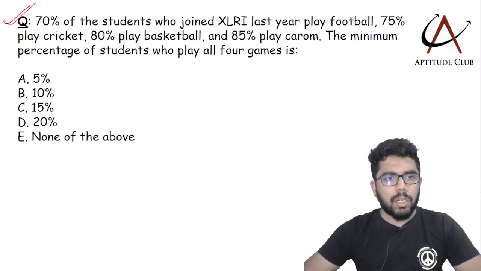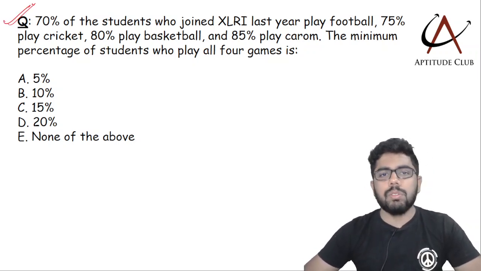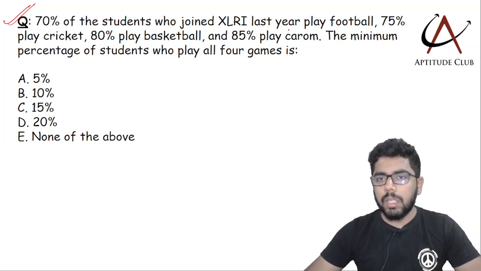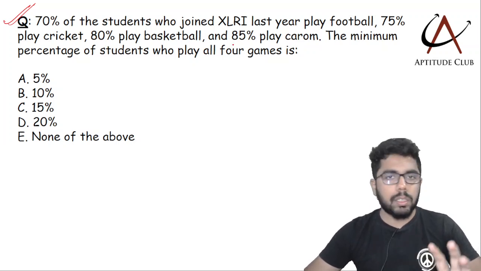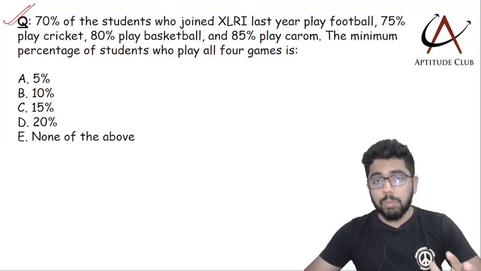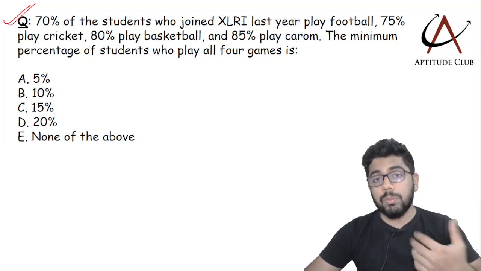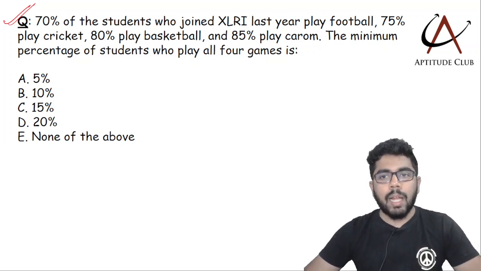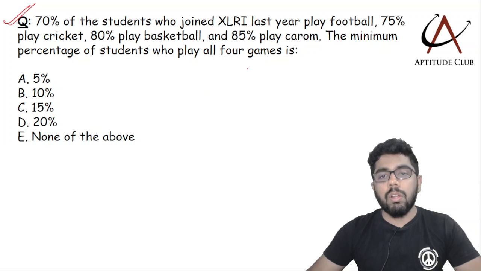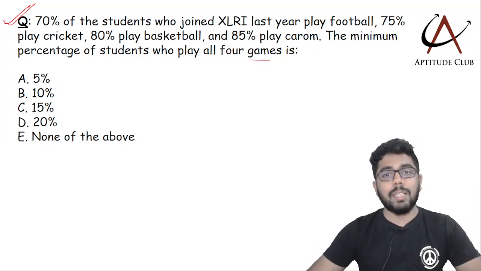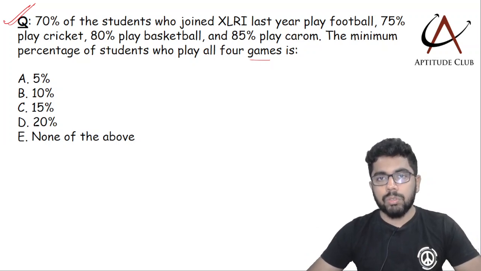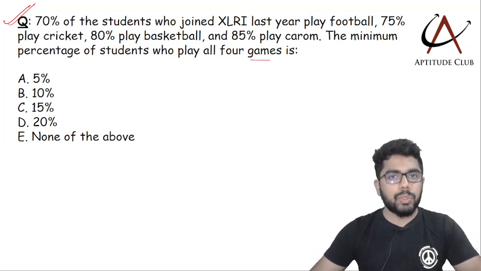So what is given? Let us first read the question. 70% of the students who joined XLRI last year play football, 75% play cricket, 80% play basketball, and 85% play carom. So there are four different sports played by the people who have joined XLRI this year, and the question asks for the minimum percentage of students who play all four games. Of course, we cannot decide the exact number of students who play all four games. The data is not sufficient.